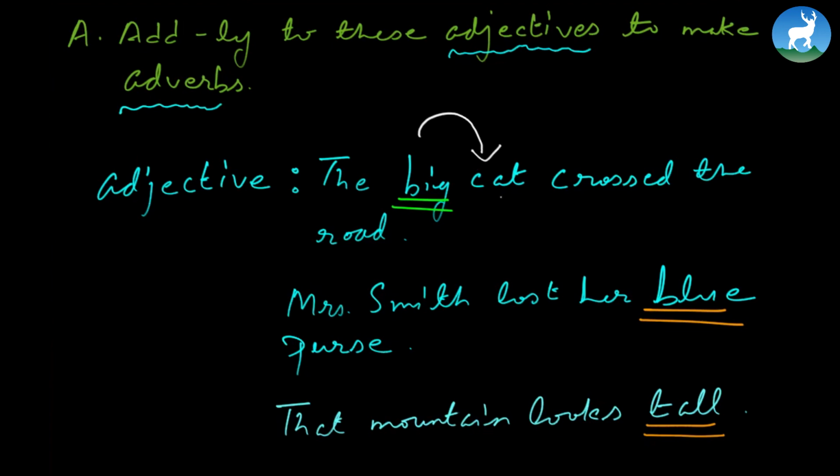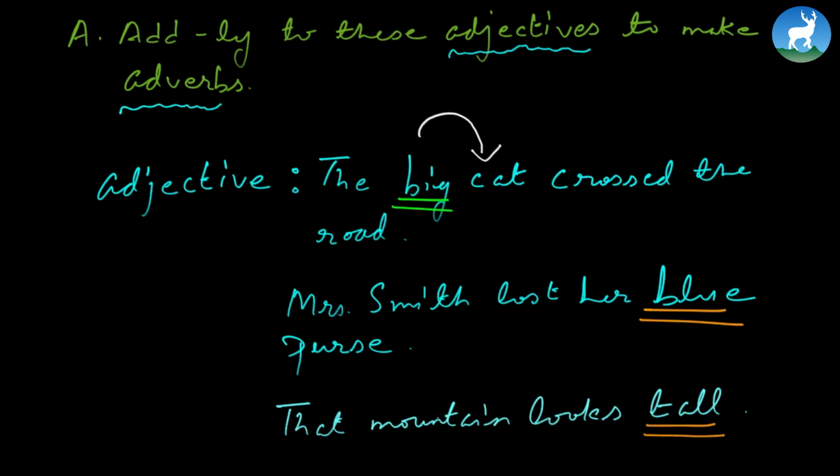So how is the cat? The cat is big. The big cat describes the noun. Mrs. Smith lost her blue purse. So which color was the purse? It was a blue purse. That's why blue is an adjective here. Big is an adjective here. The mountain looks tall.